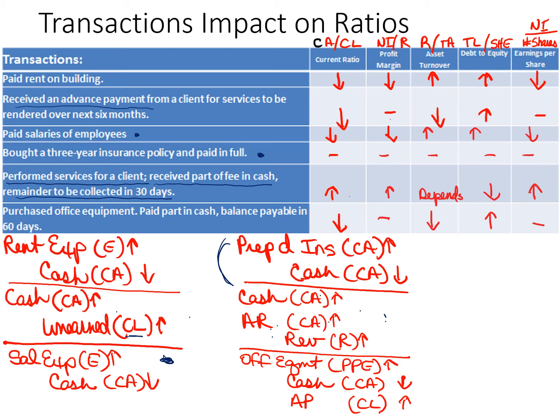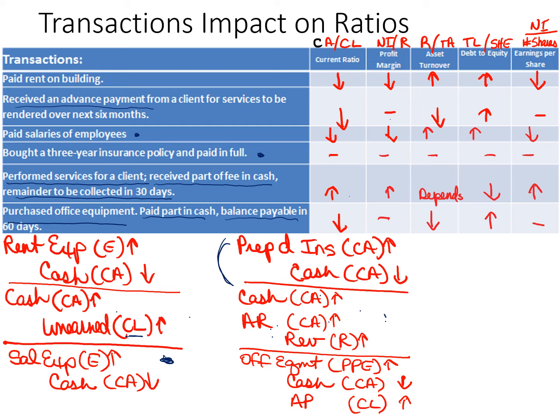The last one, purchased office equipment. We paid part in cash, and the balance was accounts payable. So there, my property, plant, and equipment is increasing, my current asset cash is decreasing, and my accounts payable or current liability is increasing. Because of that, my current ratio will decrease. Because of the proportionality of the current assets and the current liabilities that can change.